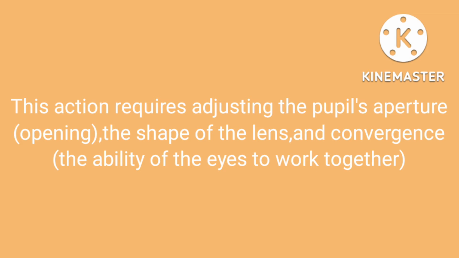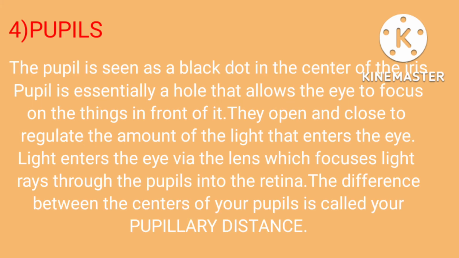This action requires adjusting the pupil's aperture, meaning the shape of the lens, and convergence, the ability of the eyes to work together. Number 4. Pupils. The pupil is seen as a black dot in the center of the iris. The pupil is essentially a hole that allows the eye to focus on the things in front of it. They open and close to regulate the amount of light that enters the eye. Light enters the eye via the lens, which focuses light rays through the pupil onto the retina.